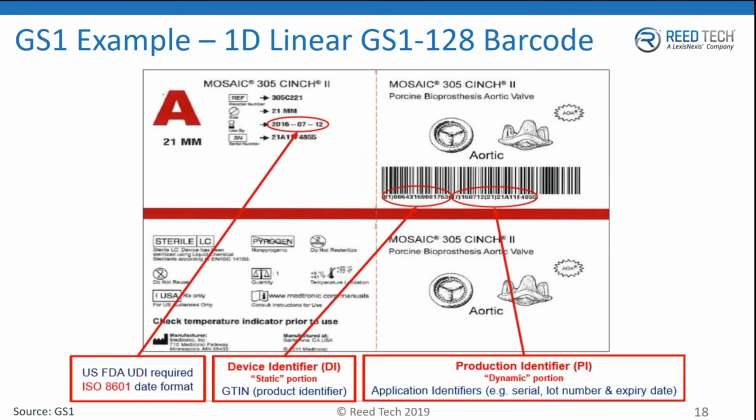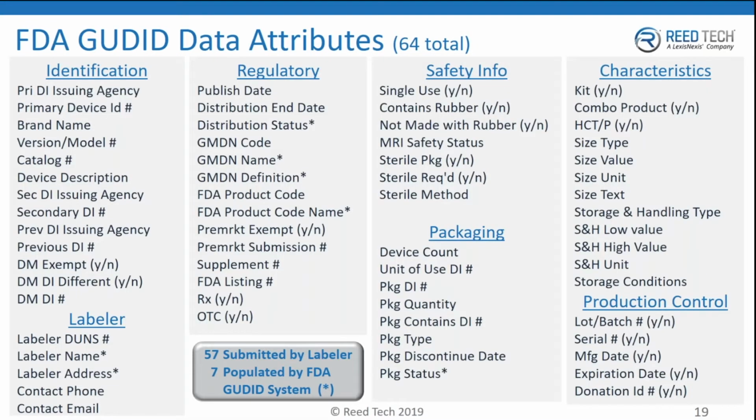There's another example of UDI being placed on a medical device label. It happens to be the one-dimensional, showing the difference of the presentation of that data and the content when you compare that to the data attributes that need to be reported. So there's a number of attributes categorized here by the identification of the product, the labeler, regulatory information, safety information, packaging, various characteristics of the medical device, and production control attributes. All of these particular attributes need to be submitted to the FDA.